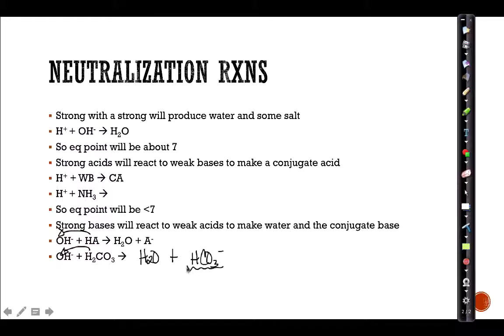At the equivalence point, the pH should be above 7 because I have made a conjugate base. So yes, again, strong wins. Strong base with a weak acid, I should have a basic solution at the end of this titration or reaction, but it's because I'm making a base.